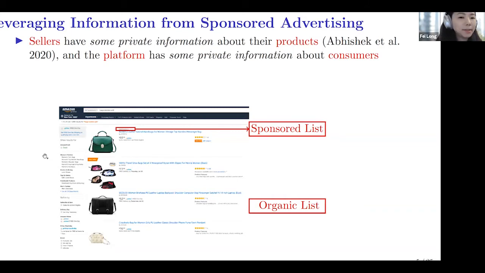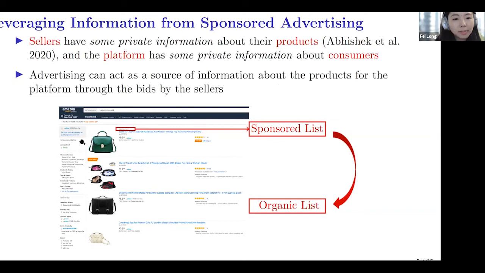Now think about the sponsored ad we talked about. The sponsored ad is sort of like a bidding auction. Given a keyword, sellers submit bids. So the idea is, can this advertising bid for the sponsored slot act as an information source for the marketplace to learn the private information from sellers? And can the platform use the information learned from sponsored listings to refine the organic ranking? So this is the idea about leveraging information from sponsored ads to refine organic ranking.